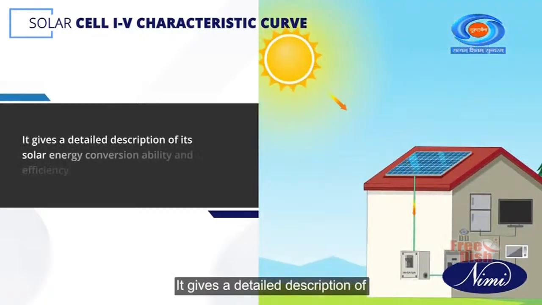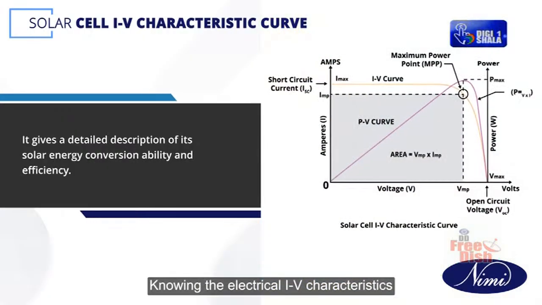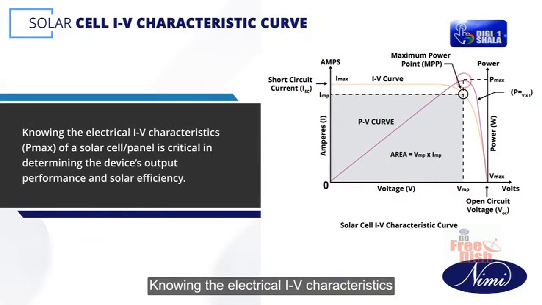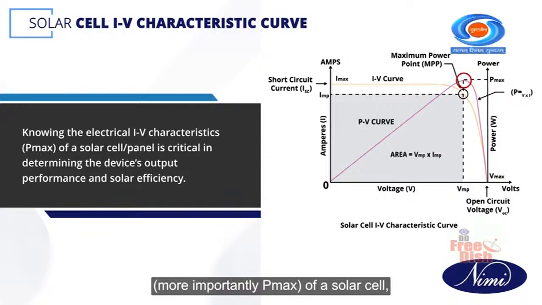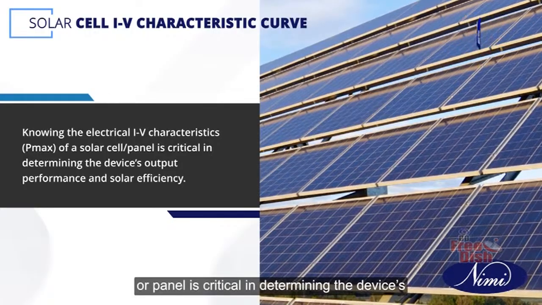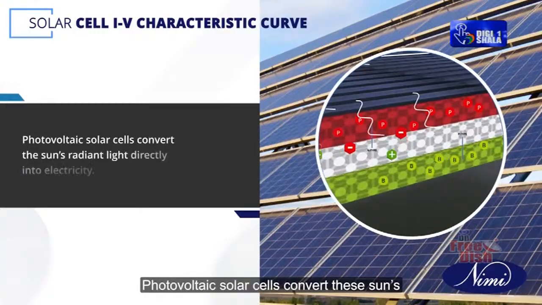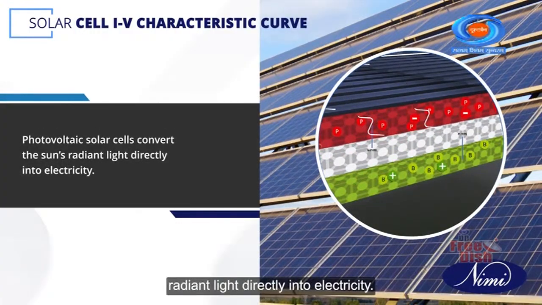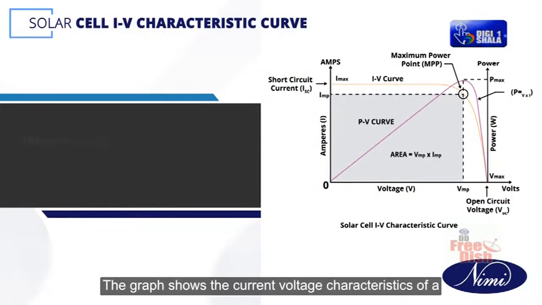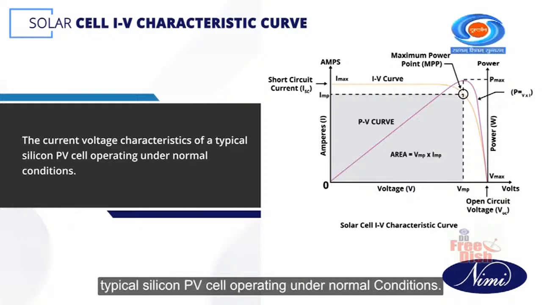It gives a detailed description of its solar energy conversion ability and efficiency. Knowing the electrical IV characteristics, more importantly P max of a solar cell or panel, is critical in determining the device's output performance and solar efficiency. Photovoltaic solar cells convert the sun's radiant light directly into electricity. The graph shows the current voltage characteristics of a typical silicon PV cell operating under normal conditions.